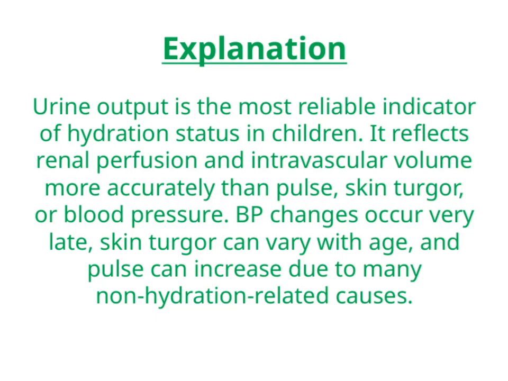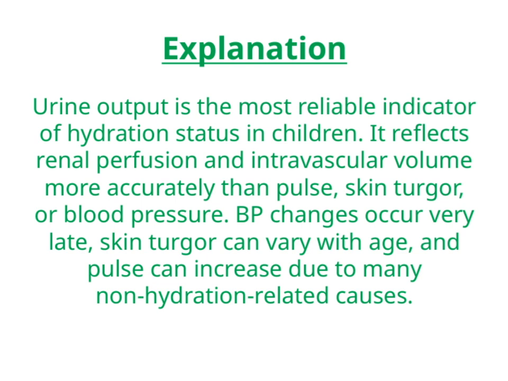Urine output is actually the most reliable indicator we have for assessing hydration status in children. It gives us direct insight into how well the kidneys are functioning, specifically reflecting renal perfusion and intravascular volume. This is more accurate than other signs we often look at, like pulse, skin turgor, or blood pressure. For example, blood pressure changes tend to occur quite late, so waiting for BP to drop might mean missing an early sign of dehydration.